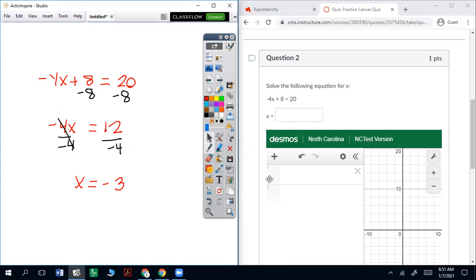You can check that if you want. You can go back into the calculator and you can type in negative 4 and plug in negative 3 here. Use parentheses, and that's going to multiply to 12. And then if you do plus 8, that'll get you back up to 20. So going back and plugging it in to make sure it works is always a good option, especially when you have a calculator at your disposal.